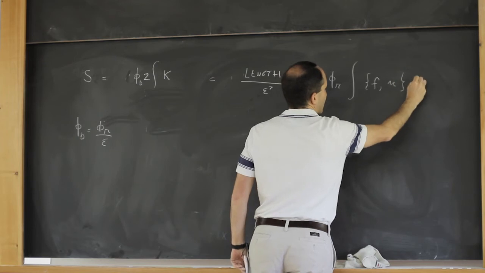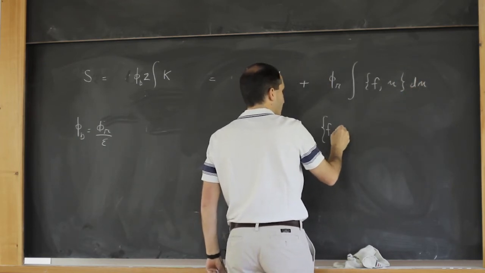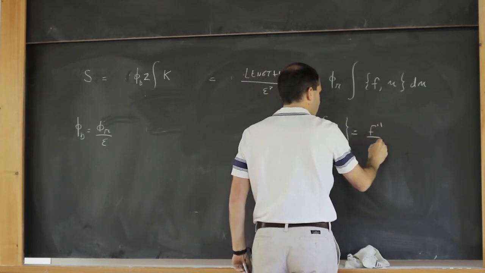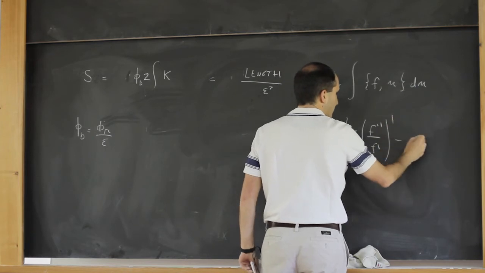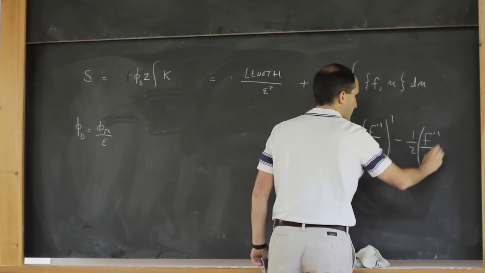Okay. And this Schwarzian derivative has the form (f double prime over f prime) all prime minus 1/2 (f double prime over f prime) squared.